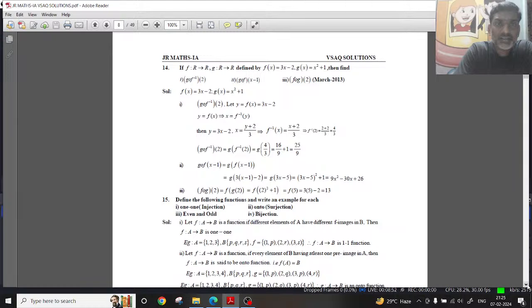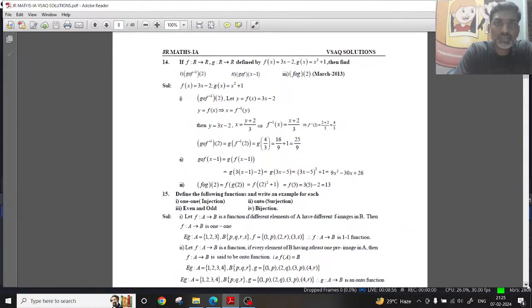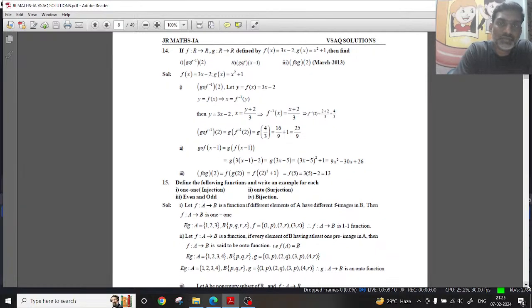Question number 14. f from R to R and g from R to R defined by f of x equal to 3x minus 2, g of x equal to x square plus 1. Then find g circle f inverse of 2, and g circle f of x minus 1, f circle g of 2. It is also composition of functions, but here inverse function is also included. f inverse also we have to calculate.